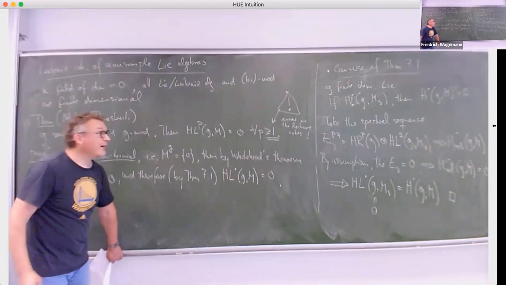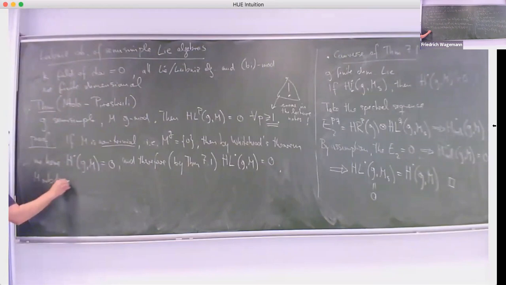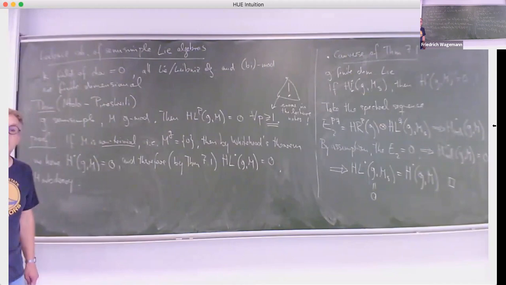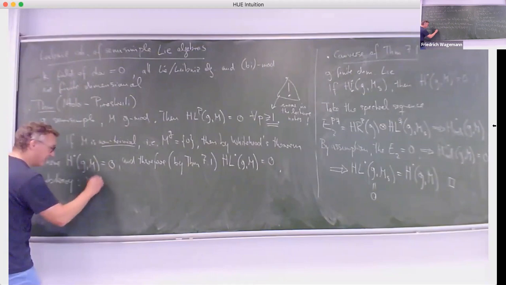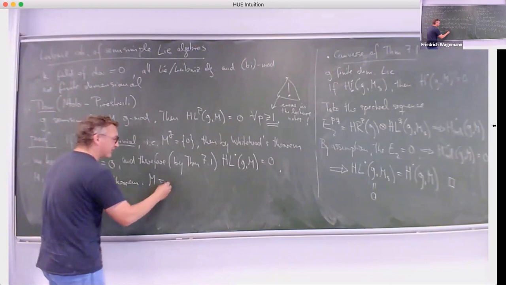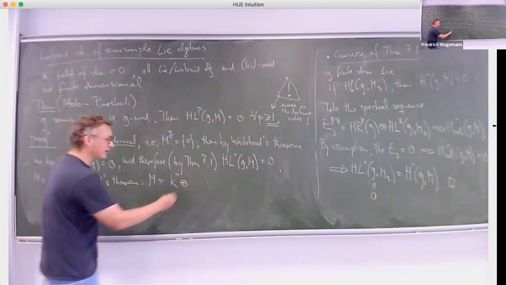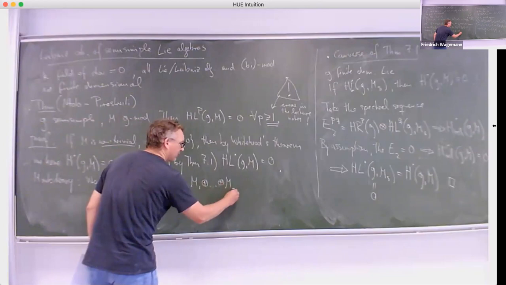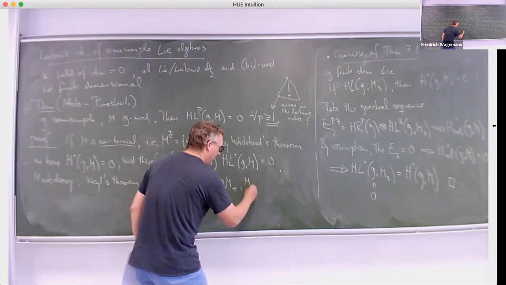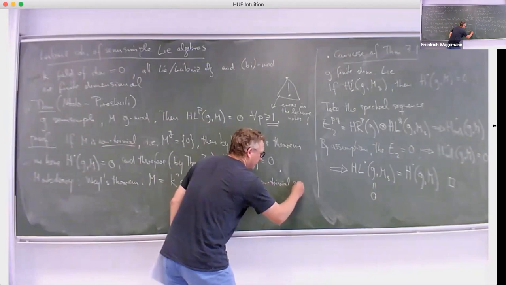Now, for M arbitrary, M is a finite dimensional module over a semisimple Lie algebra. So by Weyl's theorem, M is the direct sum of some trivial component and some non-trivial simple g-modules.